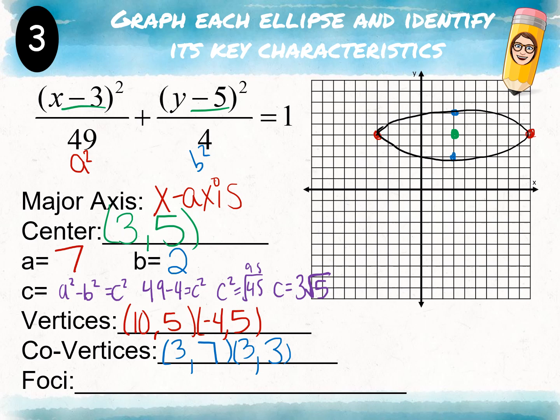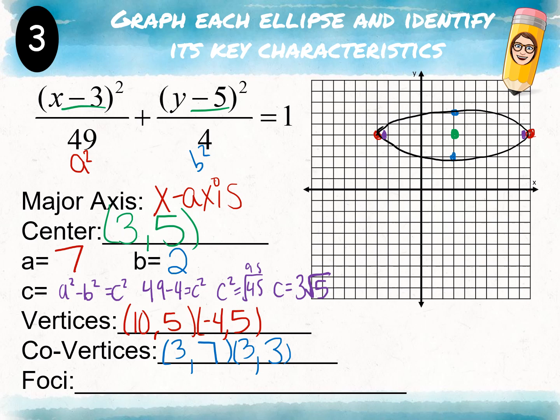Okay? All right. 3 square roots of 5, or the square root of 45, is close to the square root of 49, right? So it's a little less than 7. Oh wait, that makes sense. My vertex was a distance of 7. So my focus being a little less than that makes sense. That's perfect. Now, here's where it gets a little bit troublesome, right?